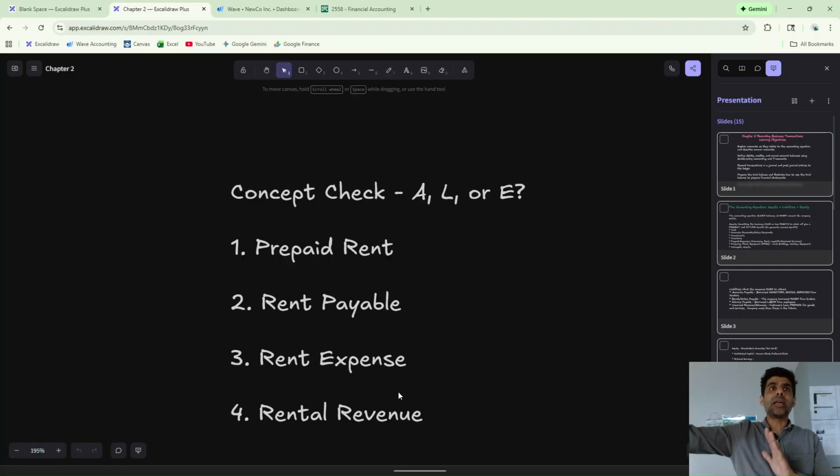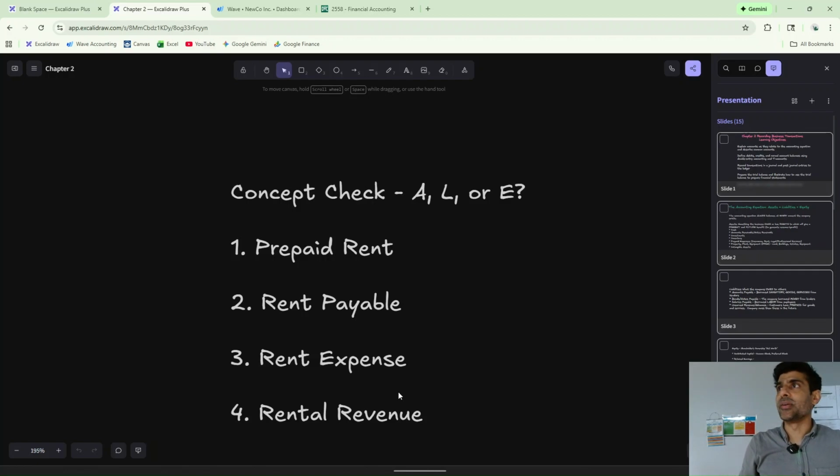You pay it up front, but each month it kind of gets eaten up, right? You're using some of it up. So as it gets eaten up, you're going to expense that, and we'll see how that's done later. But when you first prepay your rent, you have that amount of time as a future benefit. So it's an asset. Okay, what about rent payable?